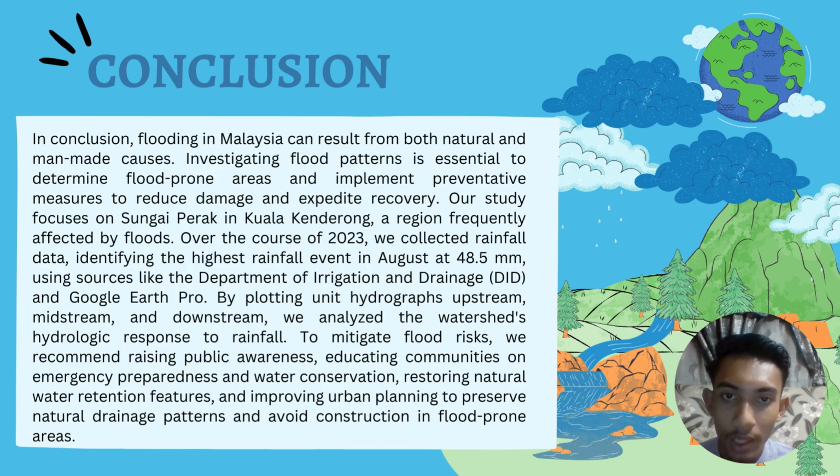By plotting the unit hydrograph upstream, midstream, and downstream, we analyze the watershed hydrology response to rainfall. To mitigate flood risk, we recommend raising public awareness, educating communities on emergency preparedness and water conservation, restoring natural water retention features, and improving urban planning to preserve natural drainage patterns and avoid construction in flood-prone areas.